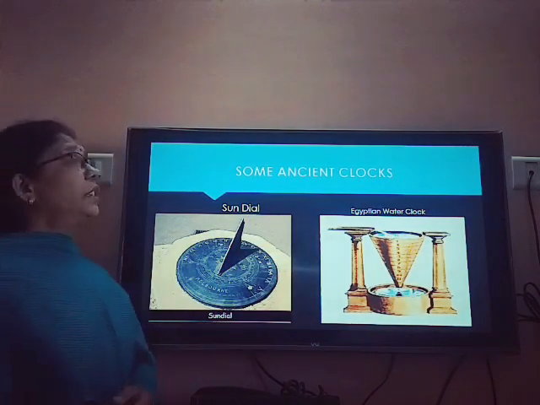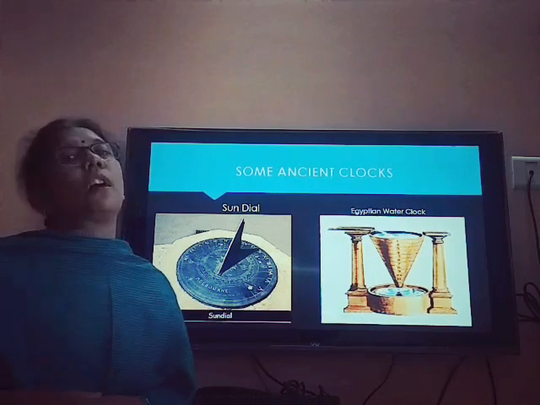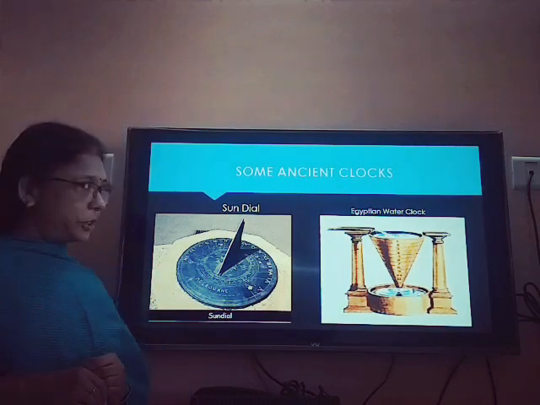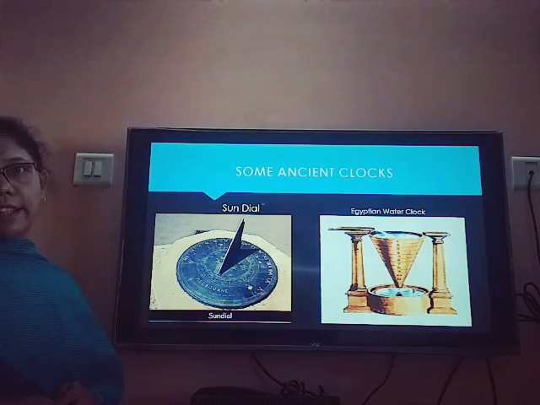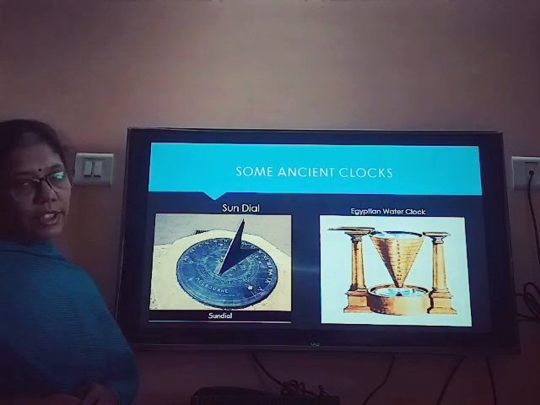Now, let us take a look at some of the ancient clocks that human beings developed. So the first one here on your left side is a sundial. What is it called? It is called a sundial.